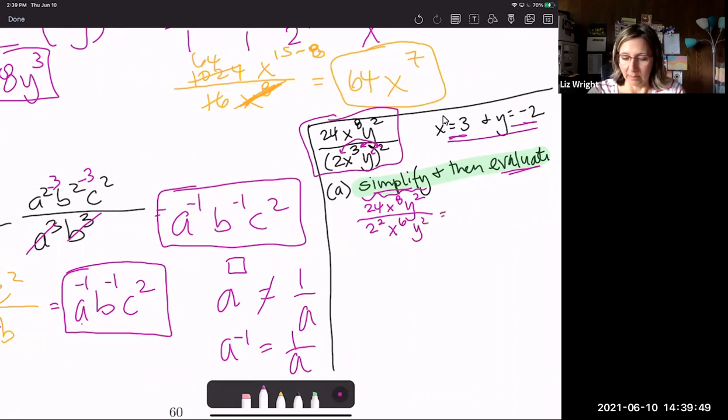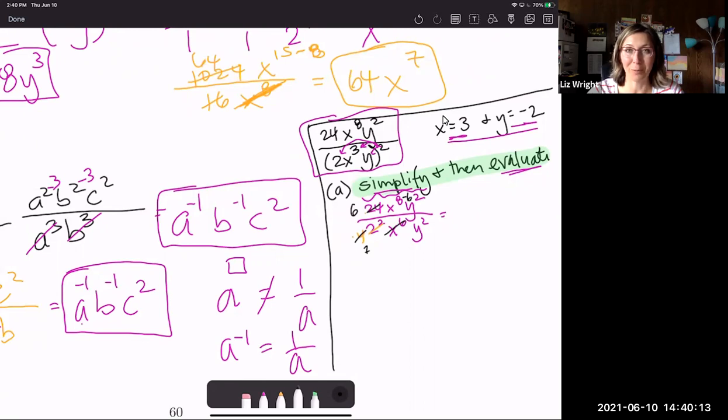All right, let me do some more simplifying. This 2 squared is going to give me 4. 24 over 4 is going to give me 6, right? So I'm going to make that a 1. That becomes a 6. And then you're asking yourself, how can I simplify the x's and the y's? Let's take these 6 off the denominator.